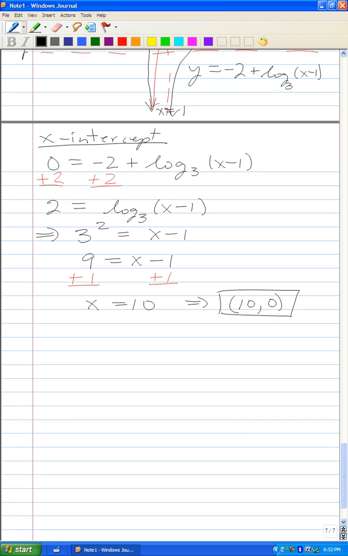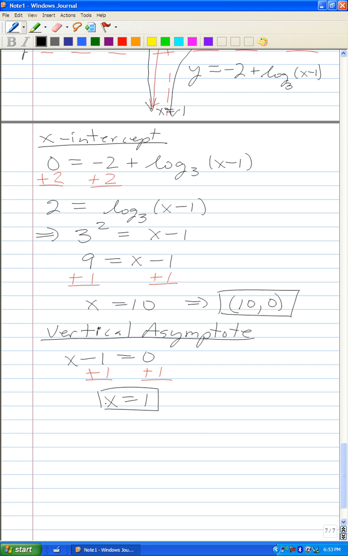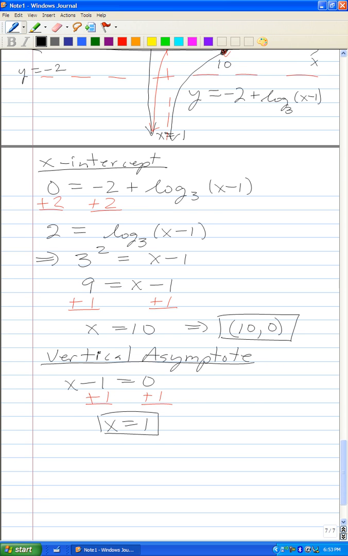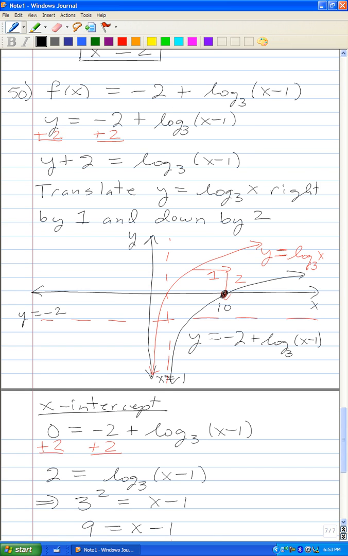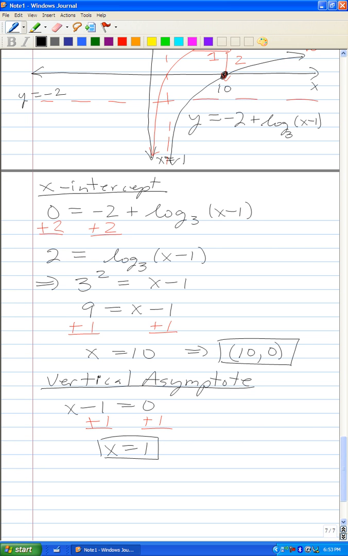And let's find the vertical asymptote. It's found by setting what's inside the logarithm equal to 0. Add 1 to both sides of your equation. So x is equal to 1. So that was problem 50. So I guess that's it for section 13.2.